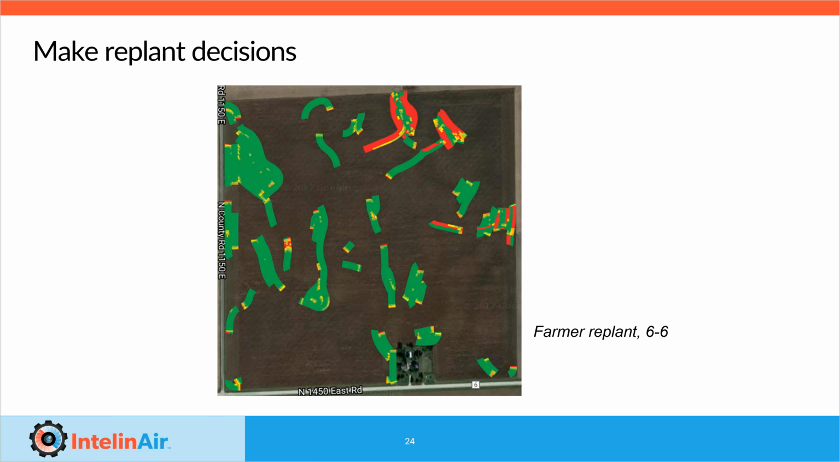And if we skip ahead to the replant map, what we'll see is those are very similar images. And so you can almost use that early season imagery, that vegetative emergence score, to guide those replant decisions and actually use that map, have it with you in the cab so you know exactly where you need to go to make these replants.